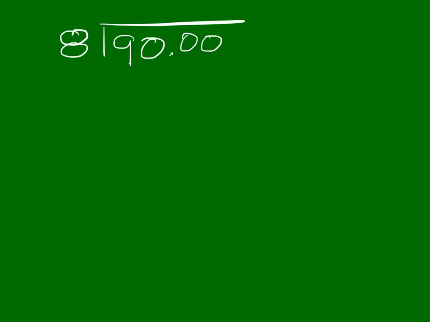So I have 8 and 90. Now 8 is in your times table. So in your times table, how many times would 8 go into 90 without going over? 11 times is right. It would go in 11 times. So you would write 11 like that. What's 11 times 8? 88.